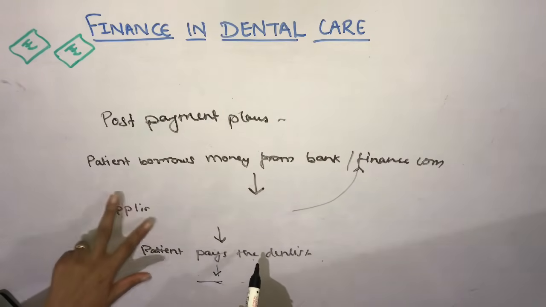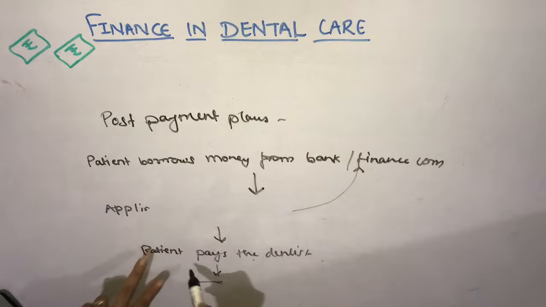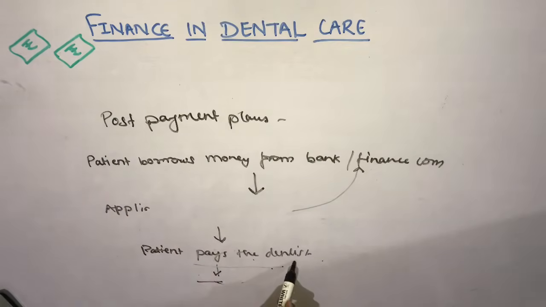So basically in this post payment plan, the patient borrows money from the bank, then the application is approved, the patient pays all the money, whatever the cost is, to the dentist, and after that the patient pays back whatever money he took from the bank, in the budgeted amount. So this is nothing but the post payment plan.